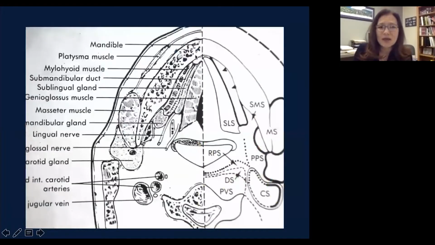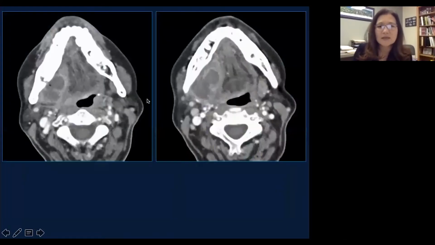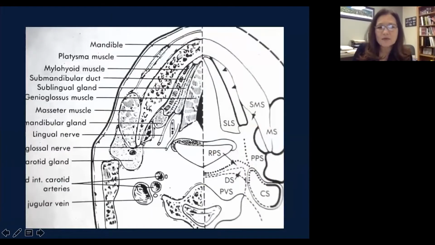Again, this is the schematic diagram of the mylohyoid muscle and the sublingual space. The submandibular space, as opposed to that, is posterior and inferior to the sublingual space. And the opening of the mylohyoid muscle, again, allows these two spaces to communicate with each other.